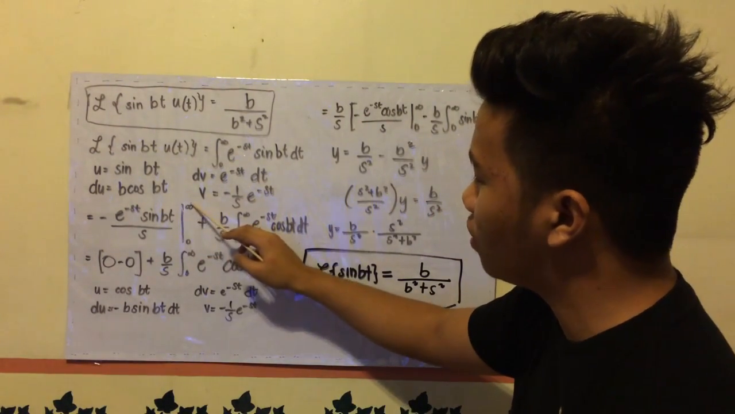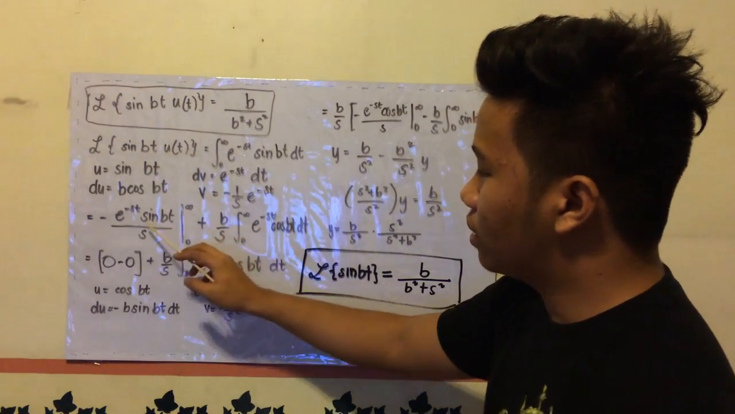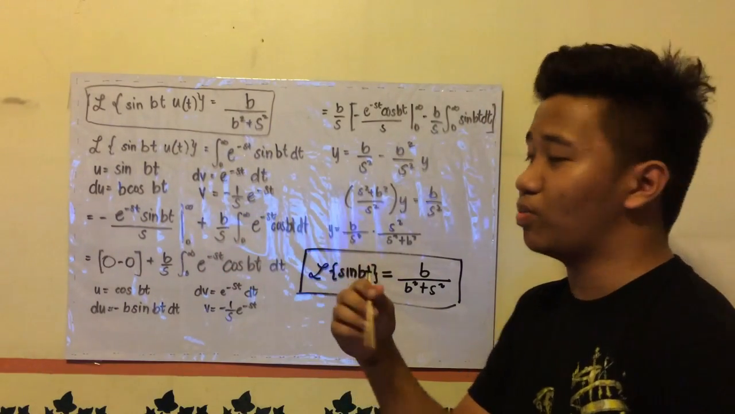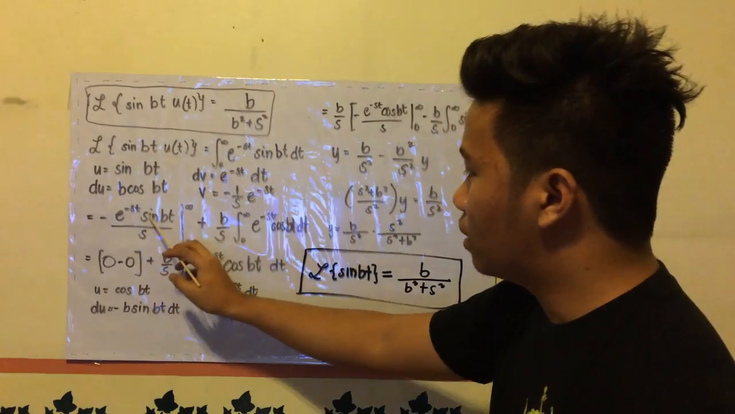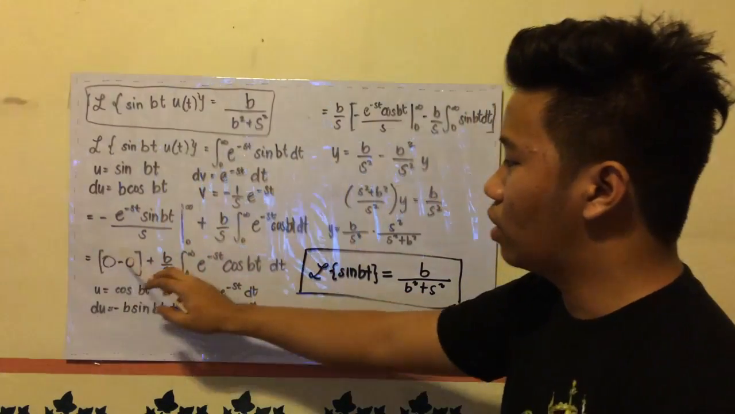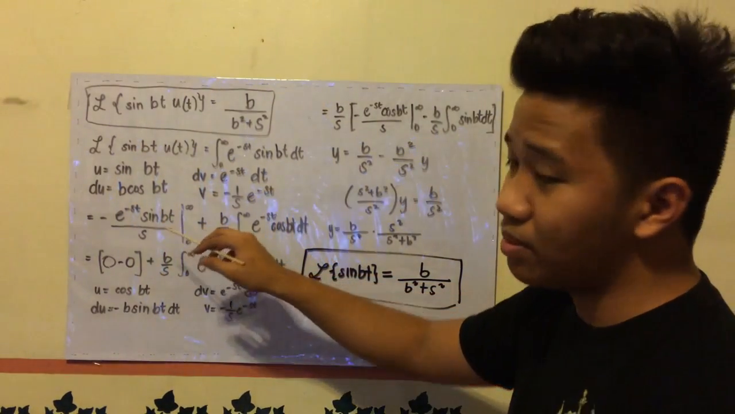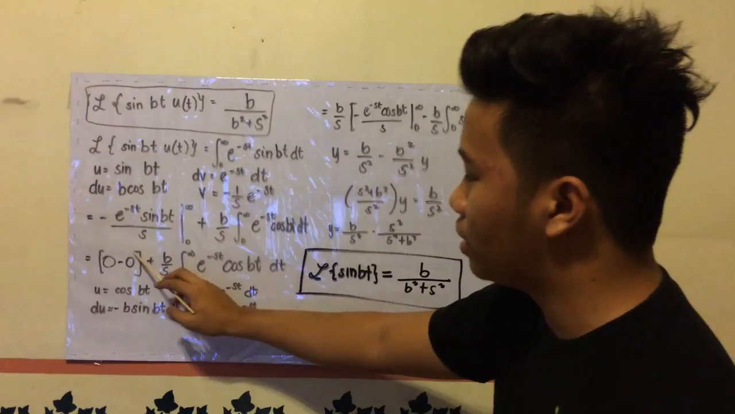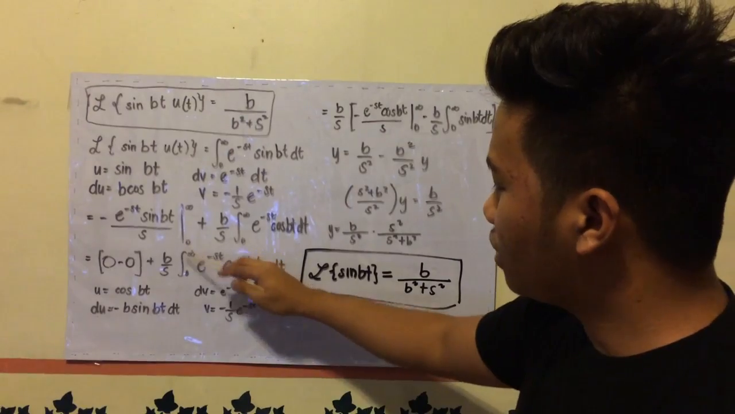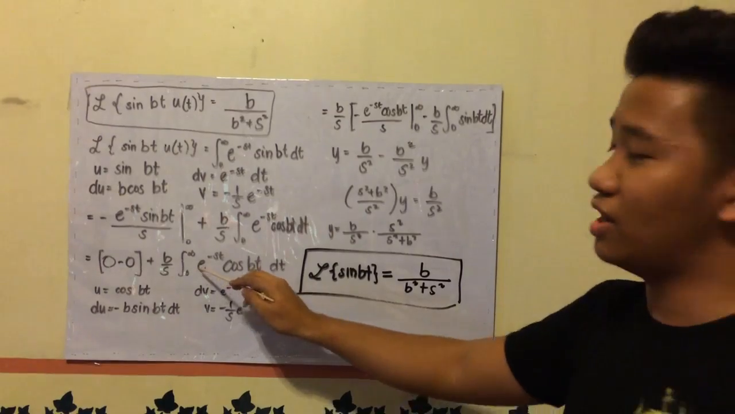So if you plug in infinity, or you can set this as a high number variable, anything having a negative high exponent would be equal to 0. So if your limit is a high variable and it is a negative exponent, it will be equal to 0. Also, your sine b times 0 is equivalent to 0. So that's why it is 0 already. So the one that is left is the b over s times the integration of e raised to negative st cosine bt dt approaching 0 to infinity.